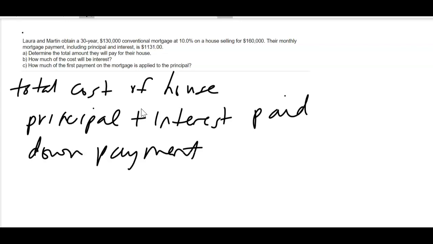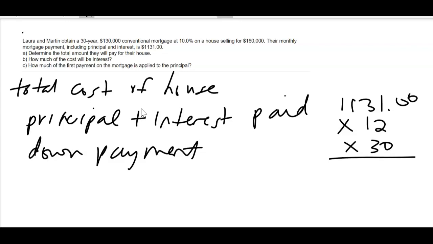So let's talk about this first piece of information. They're going to pay $1,131 a month for how many months? They're going to do it for 12 months in 1 year, but then they're going to do this for 30 years. So if we multiply that, we get that they pay $407,160. All right, and that's what they pay over the life of the loan.